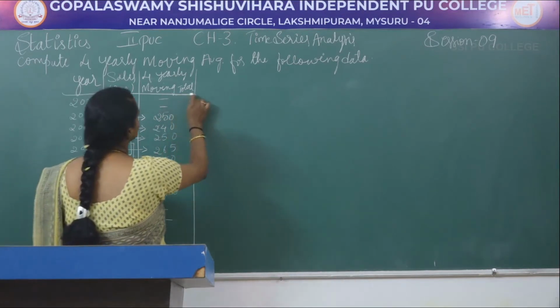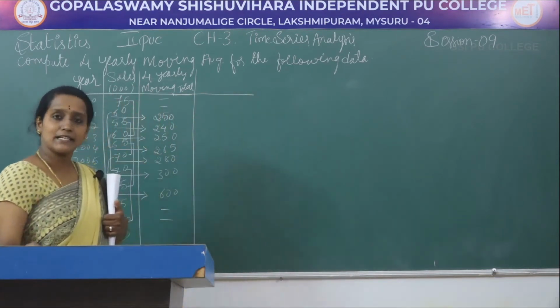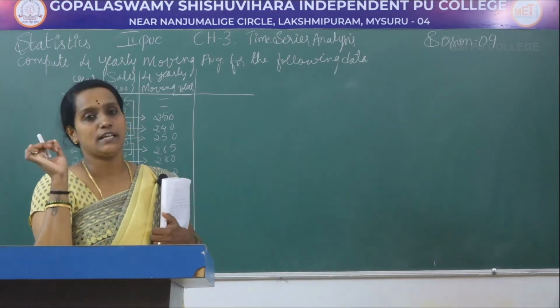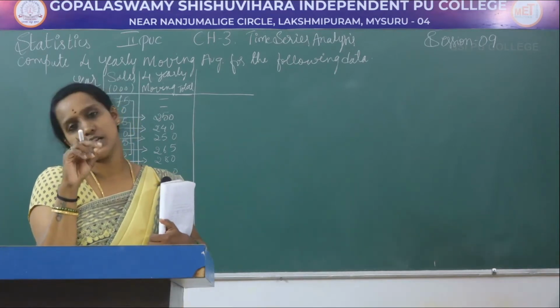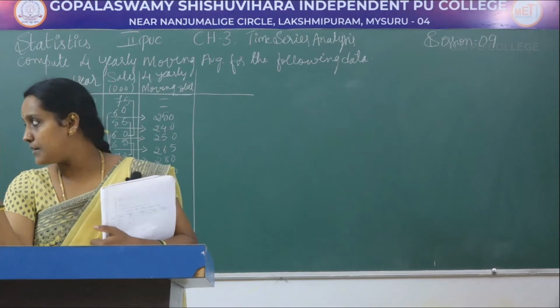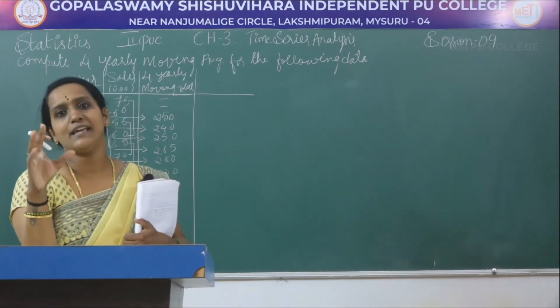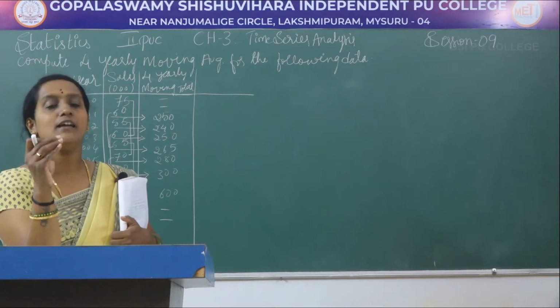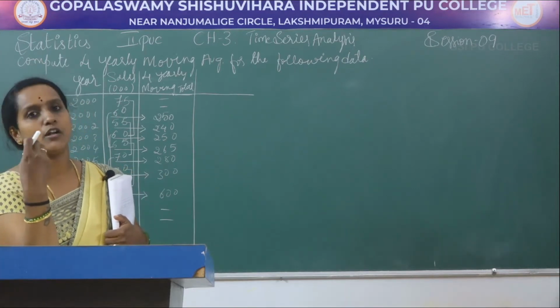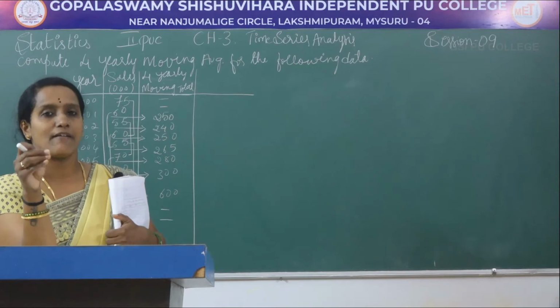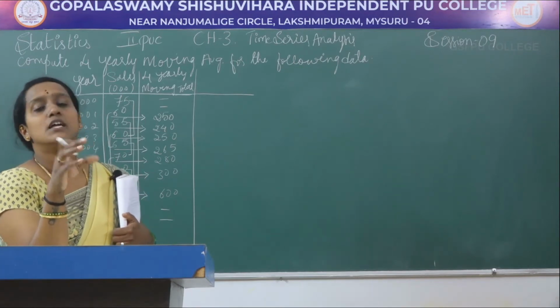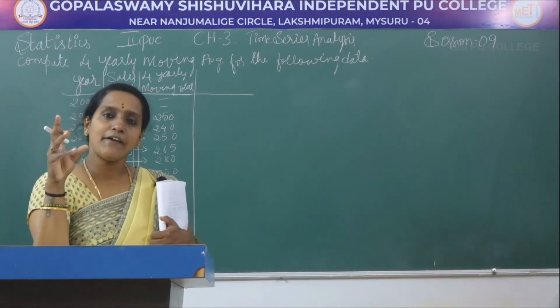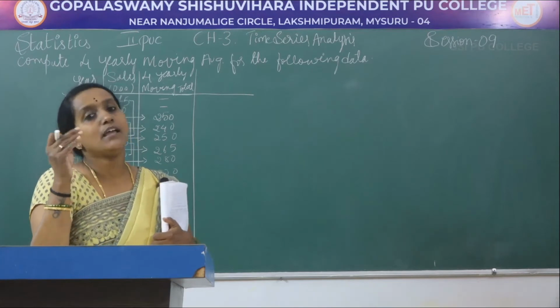Next, when we are calculating 3 yearly or 5 yearly, after adding the 3 numbers or 5 numbers, the next column is we divide that by 3 or 5. If we add 3 numbers, we divide that by 3. That column we call the moving average column, or trend values. If we add 5 numbers, we divide that by 5.